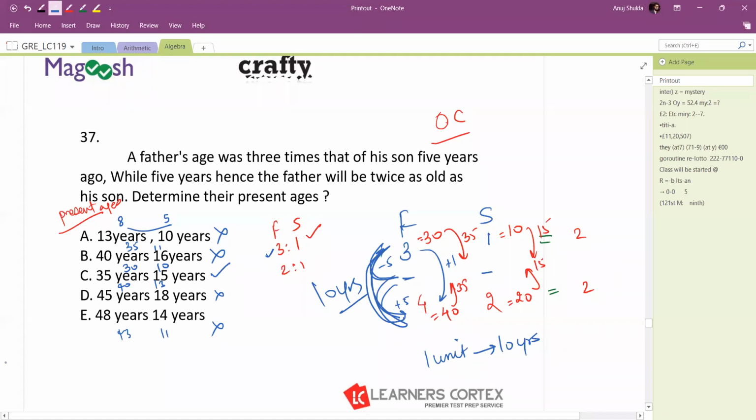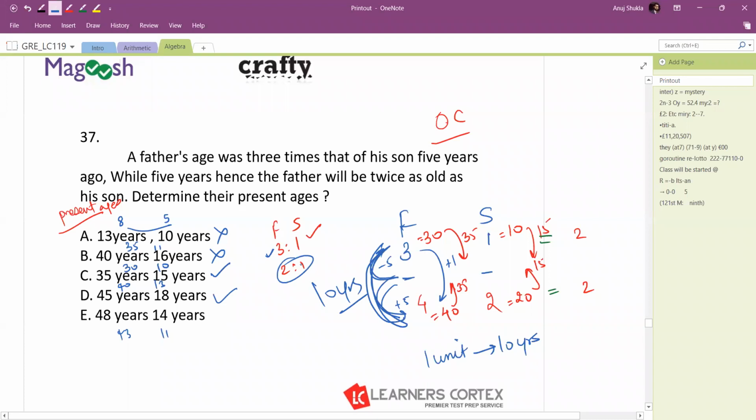In case you get two options with a 3:1 ratio, suppose you have got C as 3:1 and D also as 3:1, then what you can do is check the second condition. You can add 5 and check whether it is 2:1 or not. You'll get the answer.